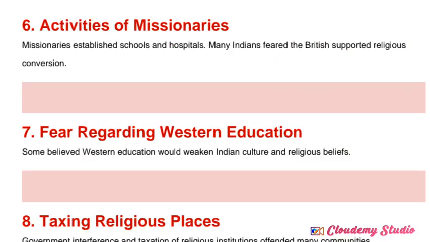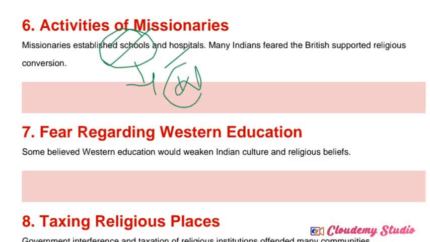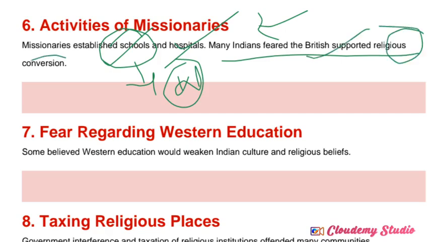So next point, the 6th point, is activities of missionaries. Missionaries means European missionaries, clear? They started to establish schools and hospitals in India. Schools were providing Western education, correct? Hospitals were established by the European missionaries. Based on this, many Indians feared that the British supported religious conversion.